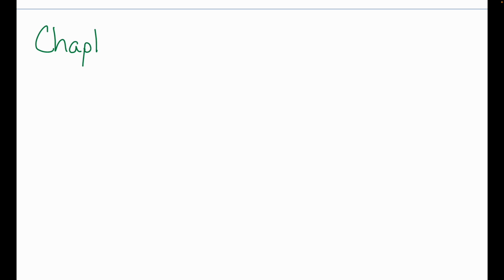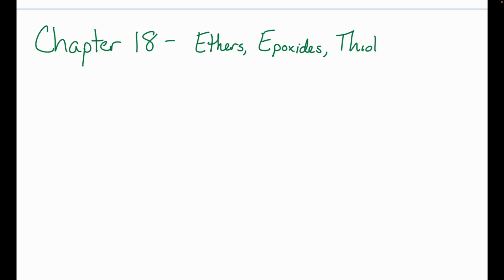We're going to move on to our next chapter in our series here, chapter 18. This is kind of a mixed bag of a bunch of different functional groups. We have ethers, epoxides, thiols, and sulfides. We throw these all together because, with the exception of epoxides, they're pretty boring functional groups. There's not a ton of reactions that we have here.